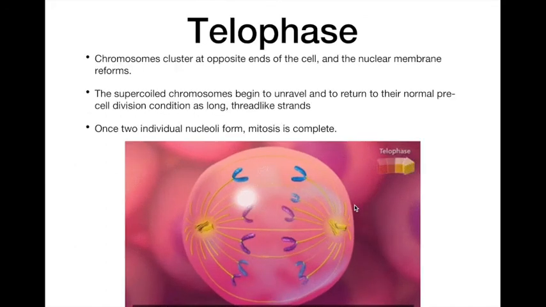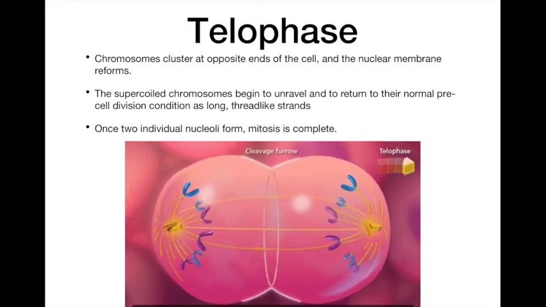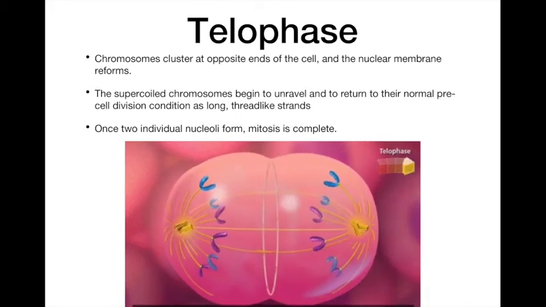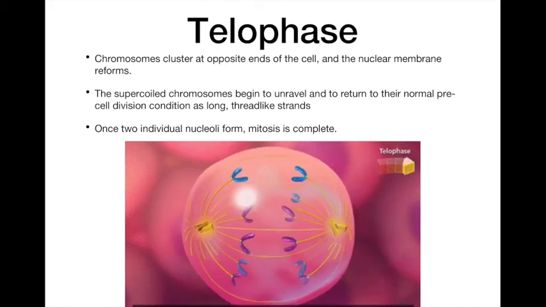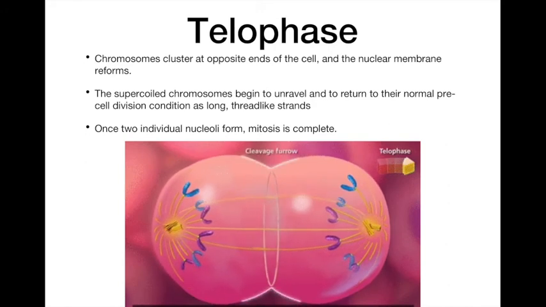And then we've got telophase. Chromatids now have reached the poles of the spindle. They will now uncoil again. The nucleolus starts reforming. The nuclear envelope starts to reform as well.